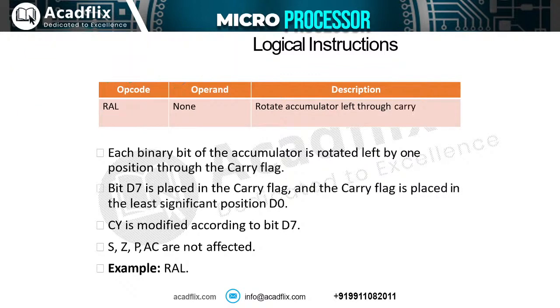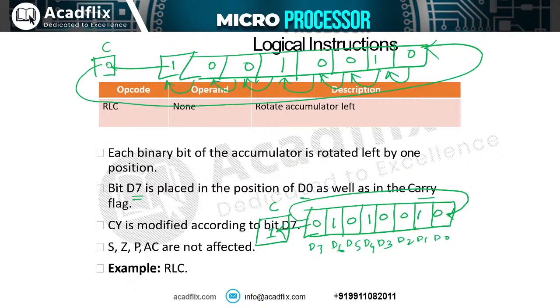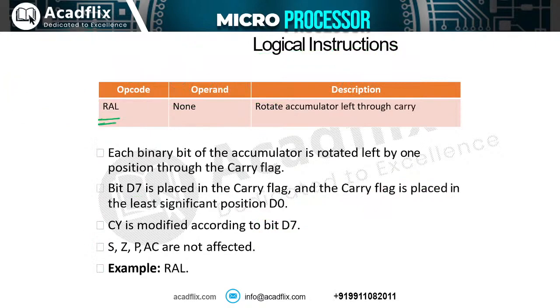Then we have RAL, which means rotate accumulator left through carry. Bit D7 is placed in the carry flag and the carry flag is placed in the least significant bit. This is something important and interesting: rotate accumulator left and rotate accumulator right. This is rotate accumulator left through carry and rotate accumulator right through carry.